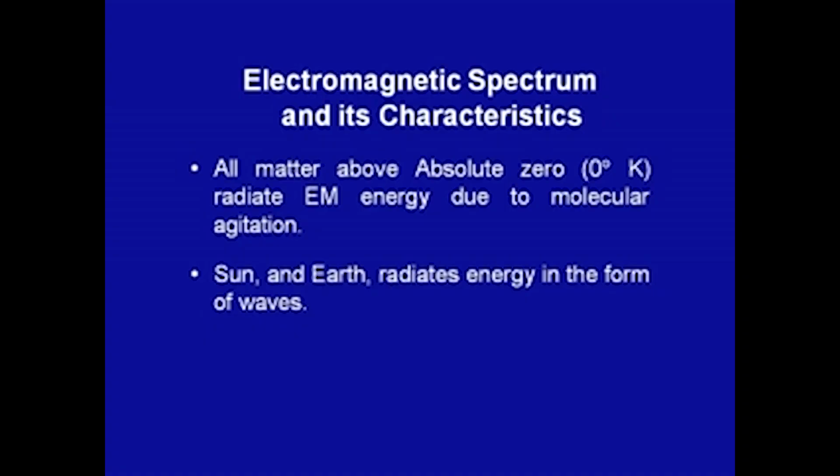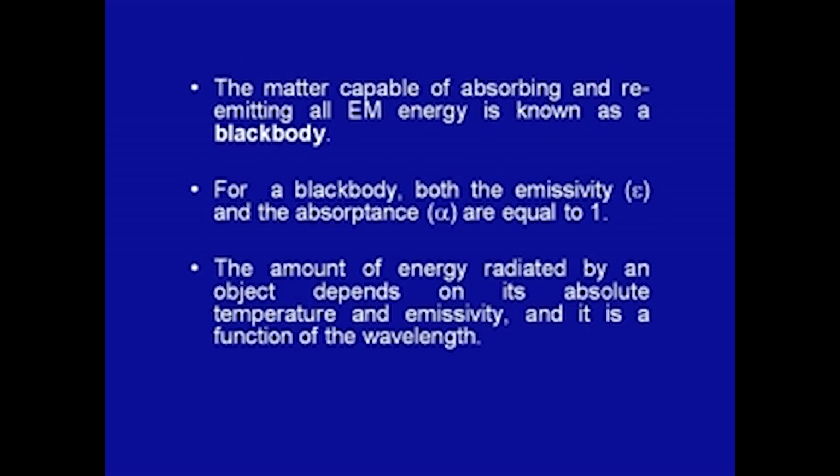All matter above absolute zero, that is 0 K, radiates electromagnetic energy due to molecular agitation. Sun and earth radiate energy in the form of waves. The matter capable of absorbing and re-emitting all electromagnetic energy is known as a black body. For a black body, both the emissivity epsilon and the absorption alpha are equal to 1.